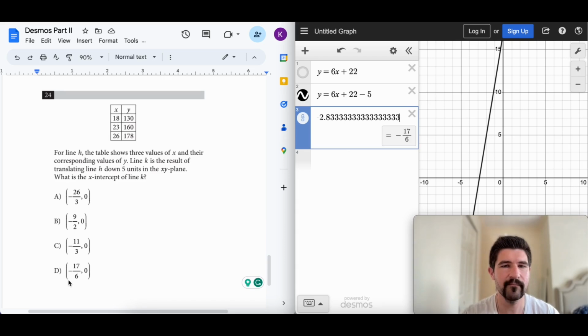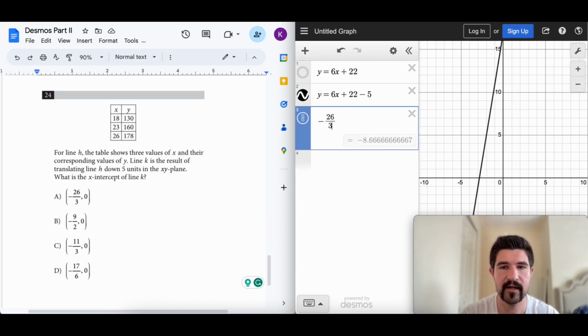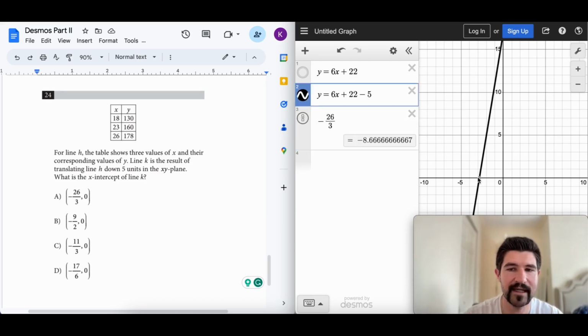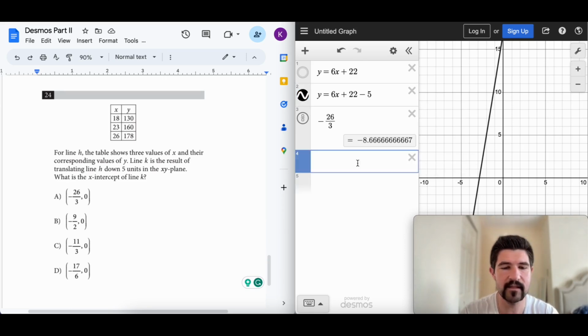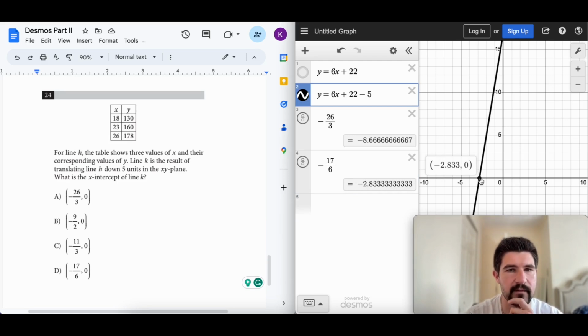If you didn't do it that way, what I said we could do is just type in each of the 4 answers. So if I type in negative 26 divided by 3, that's negative 8.67. Remember, we're trying to get it to match this x-intercept of negative 2.8. So with that, I would cross off A and just do the same thing with B and C, and eventually with D, and I would find that it would work there, because if I type in D, we already know it works. There's that same number, negative 2.83, and D would be the answer.